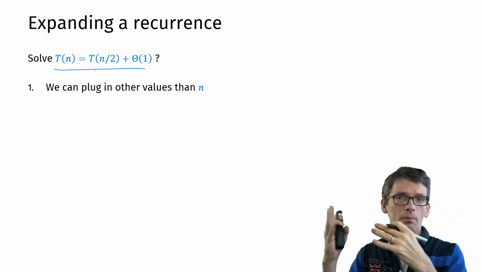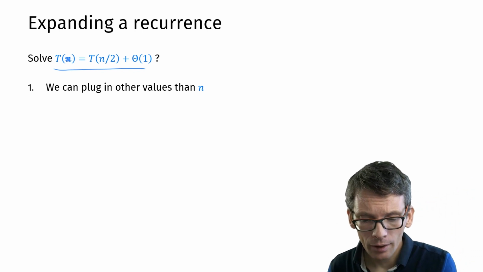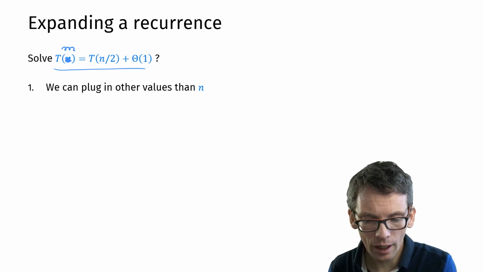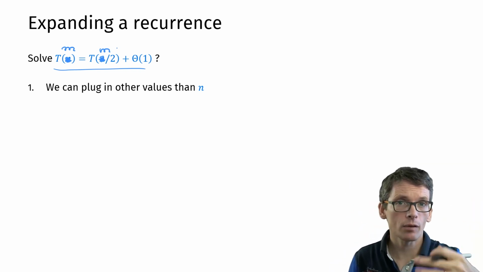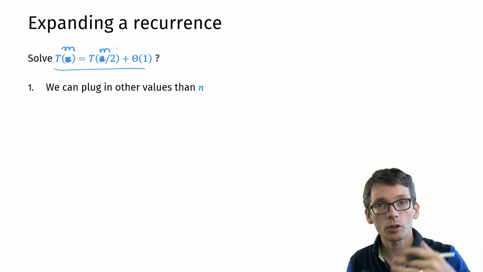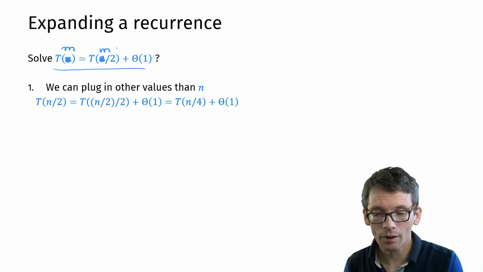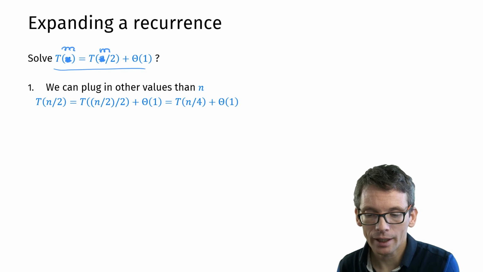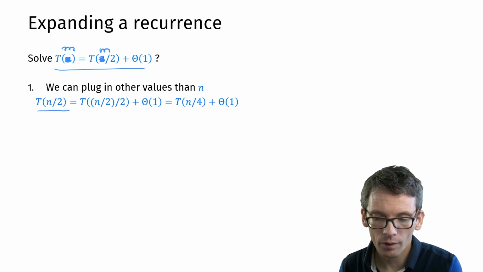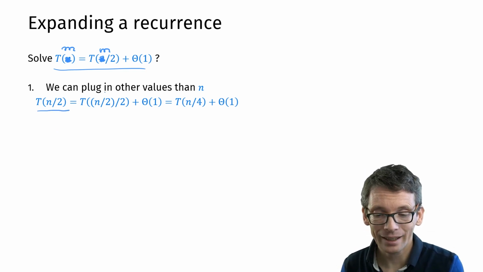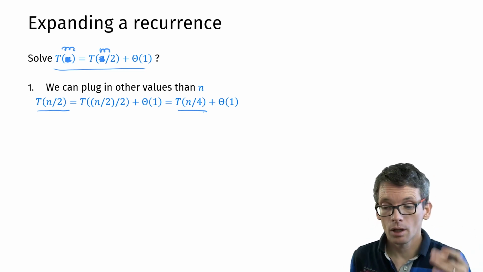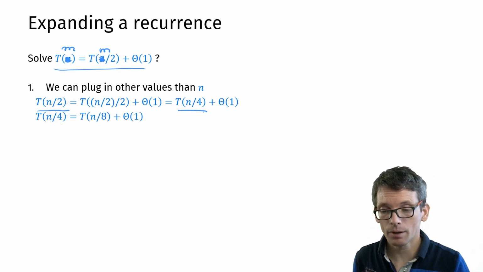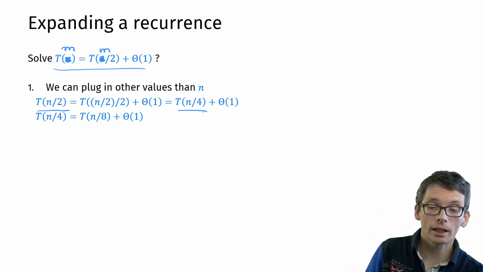If replacing n by n half confuses you slightly, you can also think of this recurrence as having an m here. For m I can plug in n, then I get T of n is T of n half plus theta of 1. But I can also plug in n half: if I set m to n half, then on the left-hand side I get T of n half, and on the right-hand side I get T of n half divided by 2, so that is T of n quarter plus theta of 1. And I can continue with this. For instance, if I plug in n divided by 4, I get T of n divided by 8 plus theta of 1.